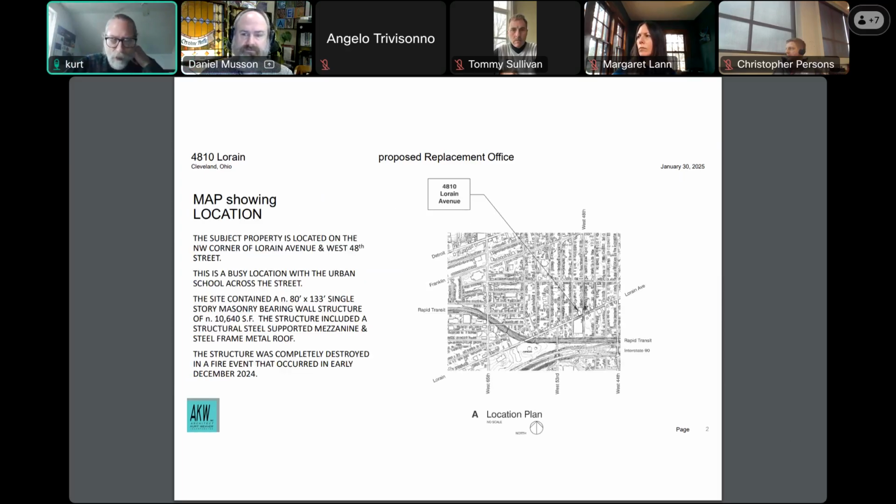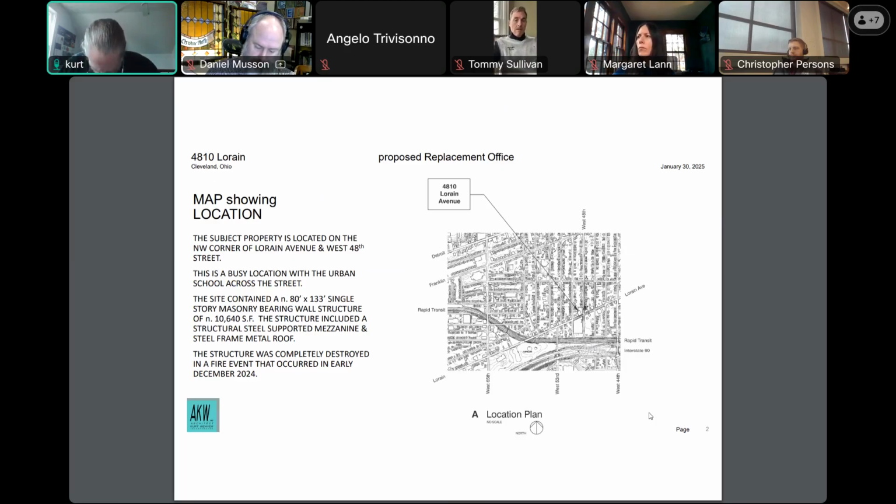Okay, yeah, next. So here we are, we started. Next slide. I don't know if you can all see that better than I can. But what I said was the subject property is located on the northwest corner of Lorraine Avenue and West 48th Street. For those of you that were there with us on Tuesday when we visited the site, we were there at 3 o'clock or thereafter, so you got to see the flavor of what happens on Lorraine around that time with the community urban school as our neighbor across the street.